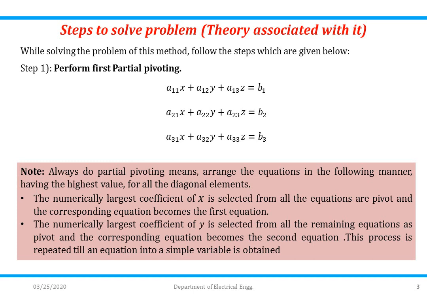becomes the first equation. Next, the numerically largest coefficient of y is selected from all the remaining equations as a pivot and the corresponding equation becomes the second equation. This process is repeated till an equation in a single variable is obtained.